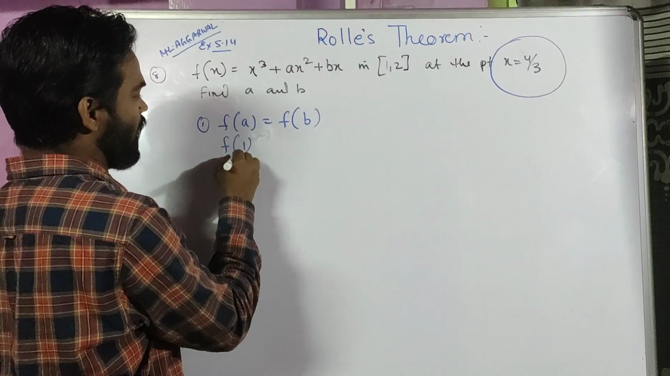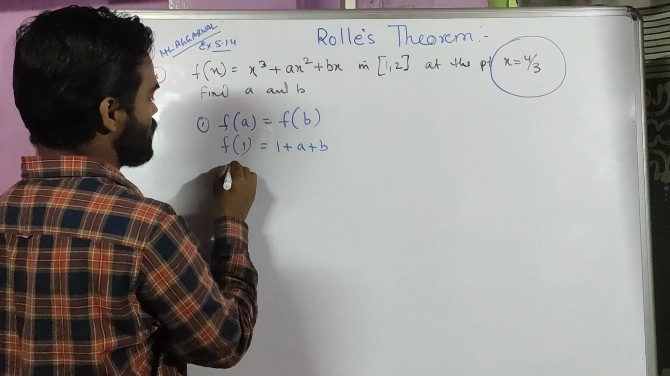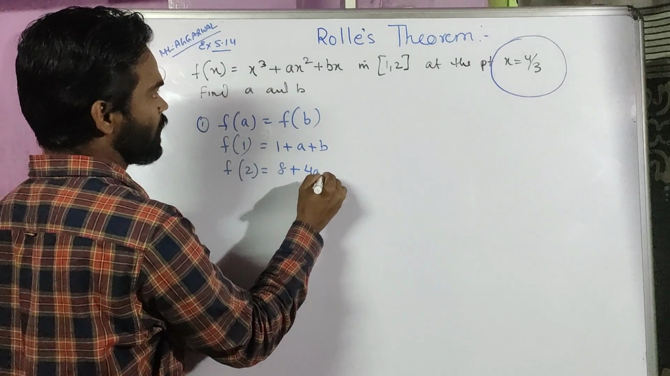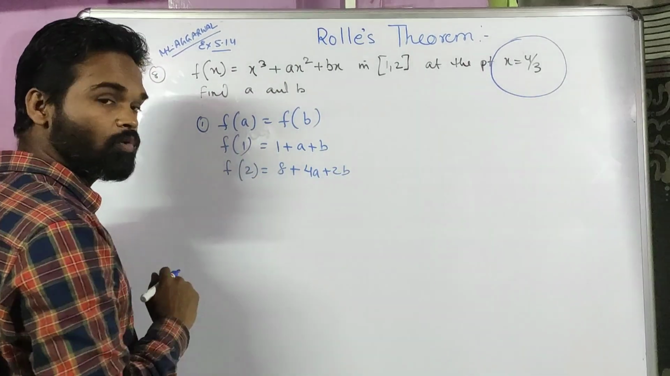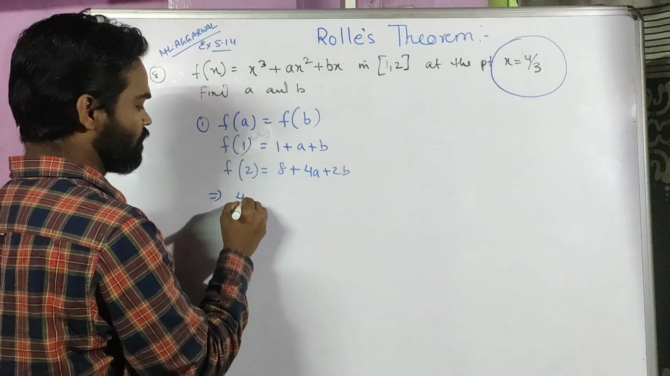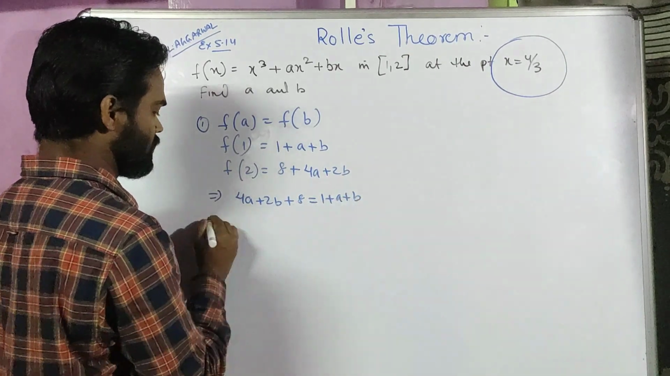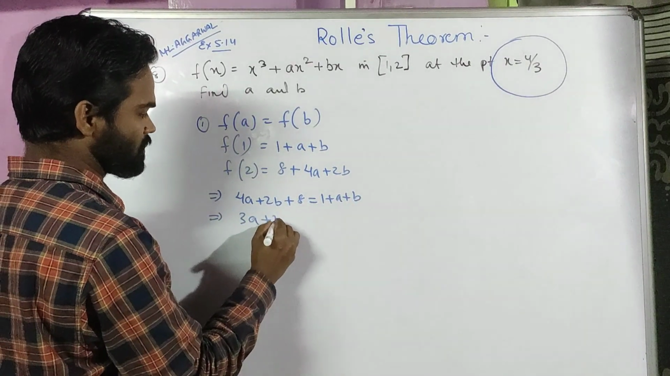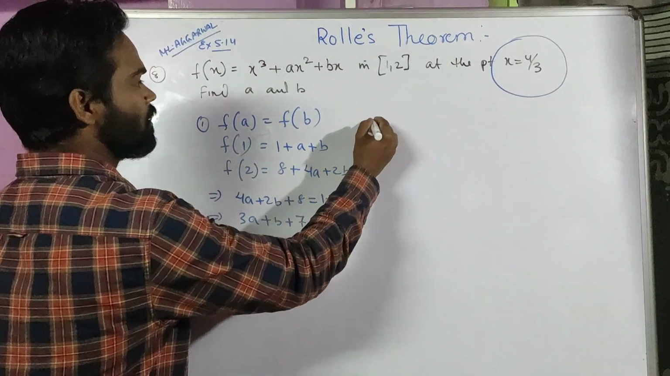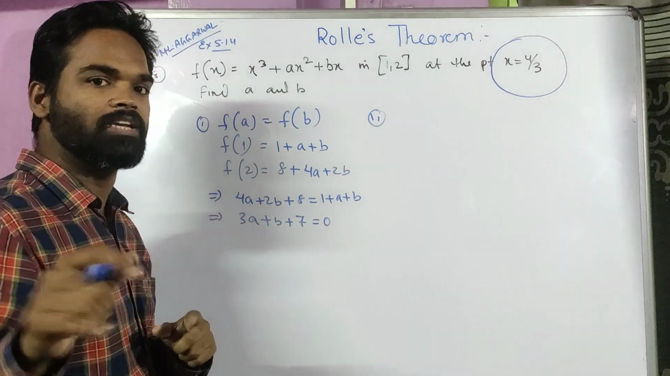Which means f of 1 first you find. That's 1 plus a plus b. And f of 2 you find. That's 8 plus 4a plus 2b. Now, these two will be equal because Rolle's theorem is verified. Which means I can directly write 4a plus 2b plus 8 is equal to 1 plus a plus b, which means 3a plus b plus 7 equals 0. Now, since Rolle's theorem is already verified, we can say that f dash c equals 0.